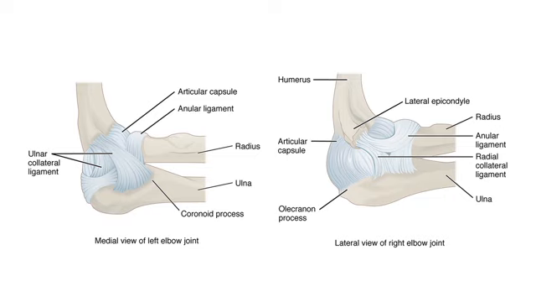So the head of the radius is surrounded by another ligament called the annular ligament, sometimes spelled with one N. The annular ligament not only holds the head of the radius in place, but also serves as the distal attachment of the radial collateral ligament, stabilizing the lateral aspect of the hinge joint at the elbow, while still allowing the rotation of the radius during pronation and supination. That's some cool engineering, if you ask me.